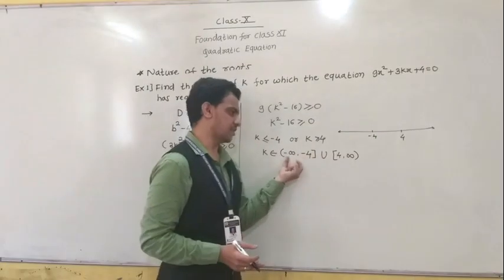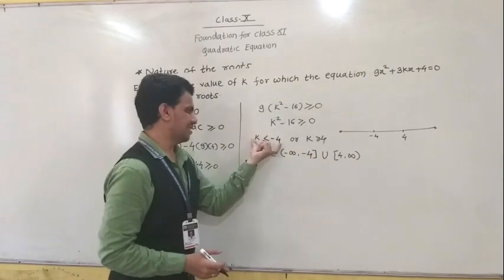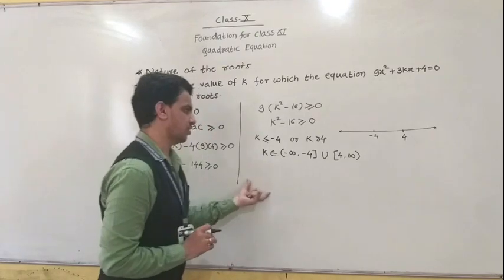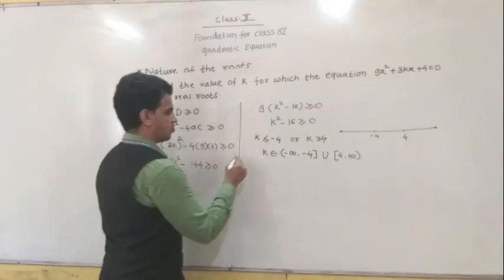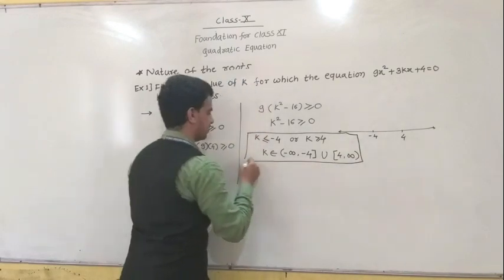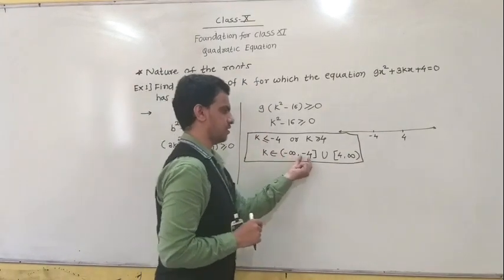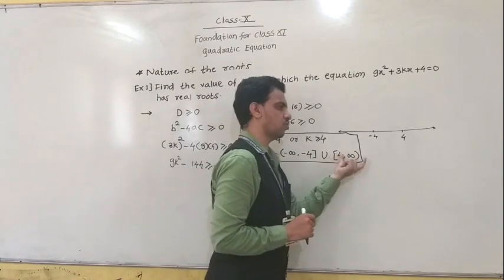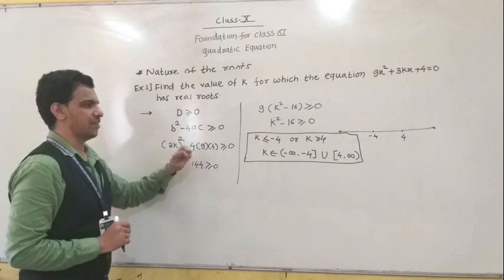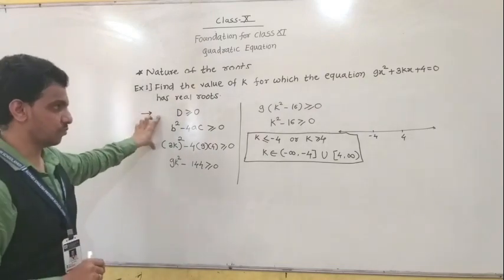Minus infinity to minus 4 union 4 to infinity, I am writing these values in the form of a set. Okay, so this is the solution, or the values of k are from this set, minus infinity to minus 4 union 4 to infinity. So these are the values of k. Now we will take one more example.